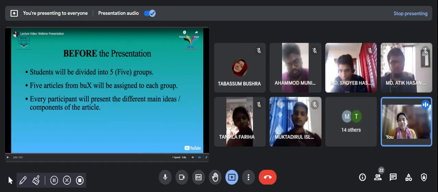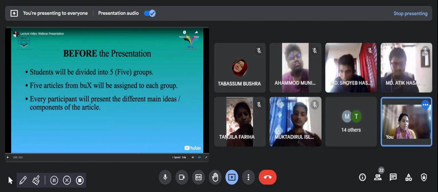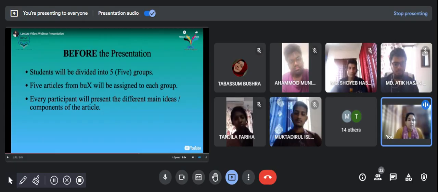Since there are 25 students, there are going to be 6 students in one group, and only one group will have 7 students. Let's say there are 15 paragraphs. One person will present on 2 paragraphs. If there are 7 group members, each of them will get 2 paragraphs, and only one person will get 3 paragraphs, right?